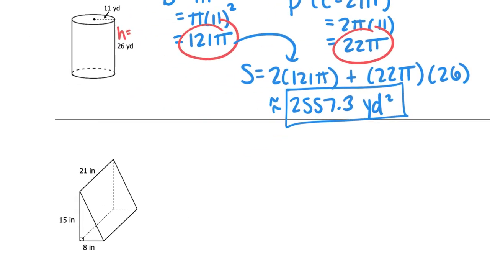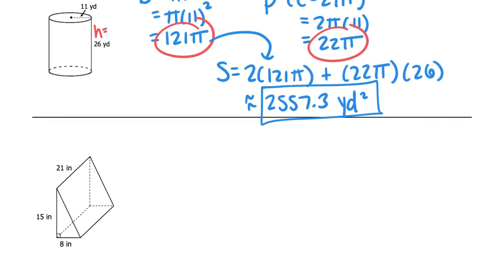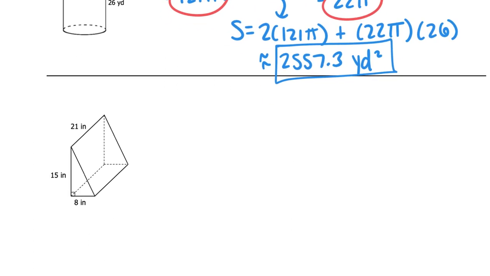Then the last one, part of this is identifying what shape it is. This very last shape on the bottom is definitely a triangular prism. It's not sitting on its bottom, but this triangle is congruent to that back triangle. So those are our bases. So let's see if we have everything we need. The height is going to be the distance between the bases. So the height of the prism is 21.